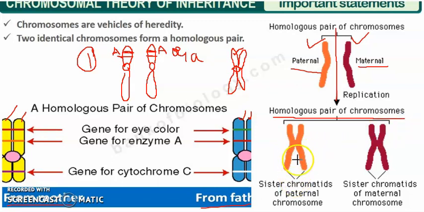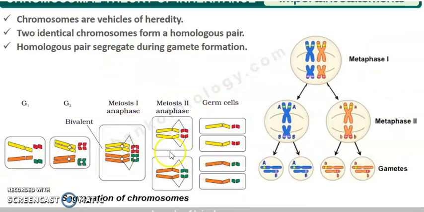You can see the sister chromatids of the paternal chromosome and also the sister chromatids of the maternal chromosome. So I hope you are clear with the difference between sister and homologous chromosomes, children. So here there is a representation of the meiosis process, children. This meiosis process shows how the germ cell is formed with the example of 4 chromosomes. Taking only 4 chromosomes, they have just represented the meiosis process, right?